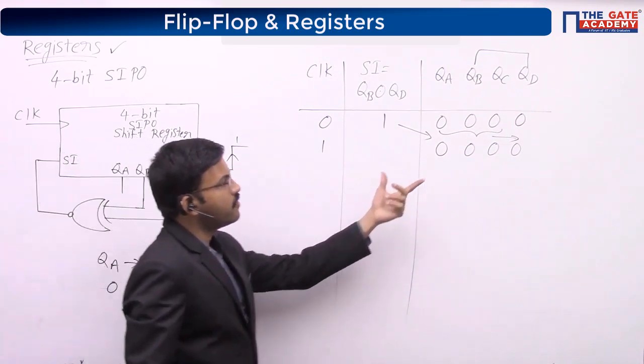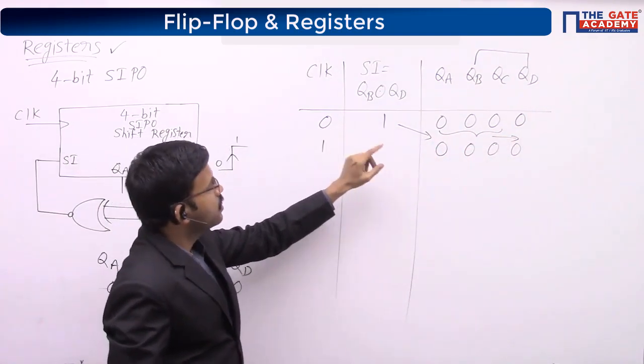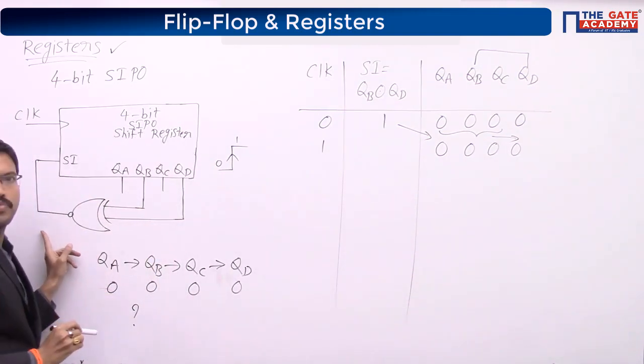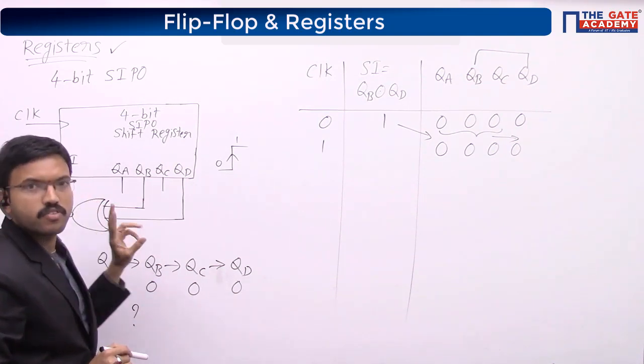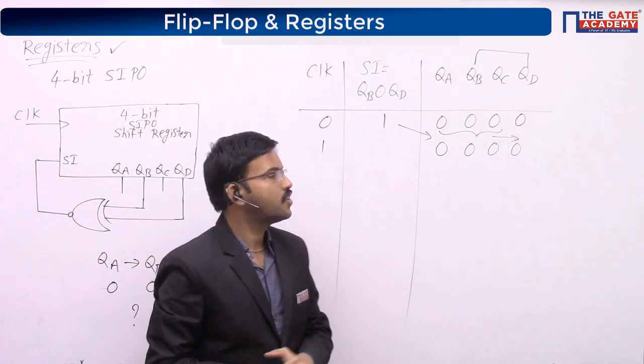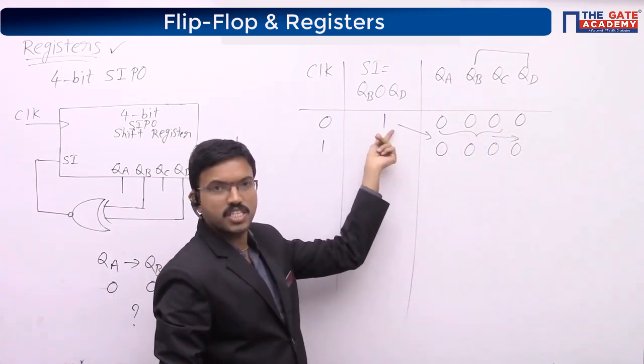See, initially you have 4 zeros, when there is no clock signal. Here the serial input is what? QB exclusive OR QD. Exclusive OR operation means what? For the 2-bit case, if both the bits are the same, the output will be 1. Here the QB and QD values are both 0, so the output is 1.